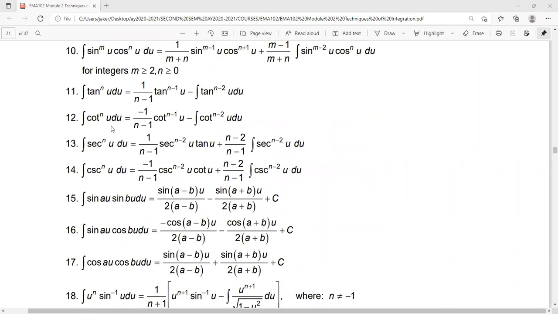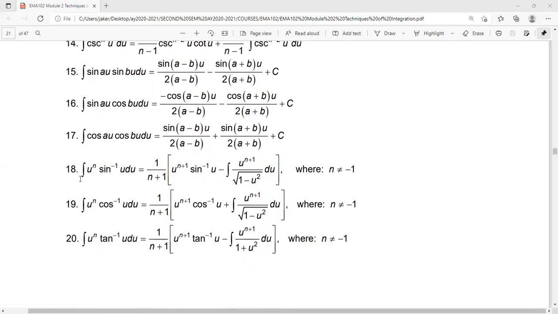In here, you have the tangent, cotangent, secant, and cosecant. Then you have the sine AU, sine BU. This was already shared to you. This is type 6: sine, cosine, and cosine, cosine. And you have here the u and the arc sine, the u and the arc cosine, the u and the arc tangent. You have here the conditions that have to be noted, that way these formulas here, the last ones, will work.